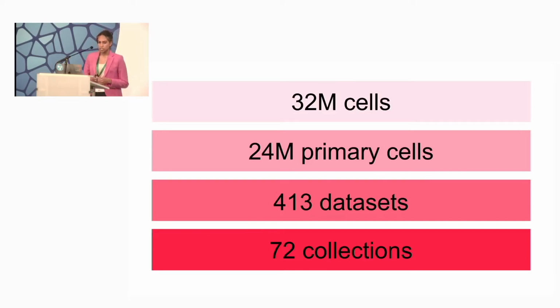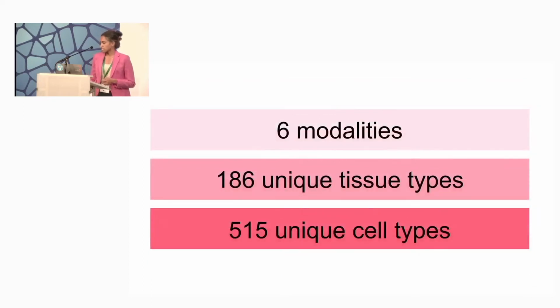For example, the Azimuth reference, which is also published to Cell by Gene. They come from 413 data sets, which are part of 72 collections, and they represent 6 modalities, 186 unique tissue types, and 515 unique cell types.